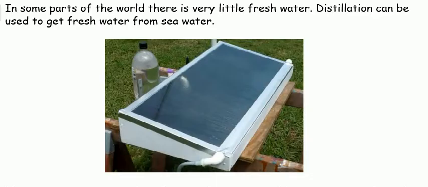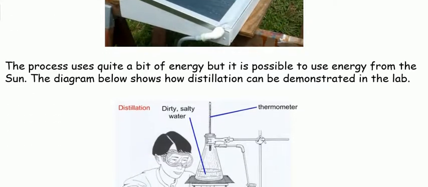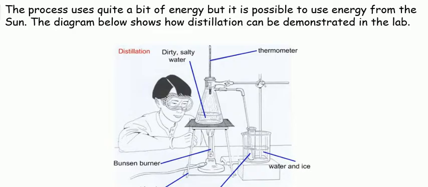In some parts of the world there is very little fresh water. Distillation can be used to get fresh water from seawater. The process uses quite a bit of energy, but it is possible to use energy from the sun. The diagram below shows how distillation can be demonstrated in the lab.